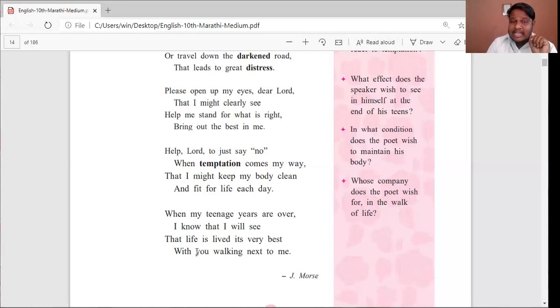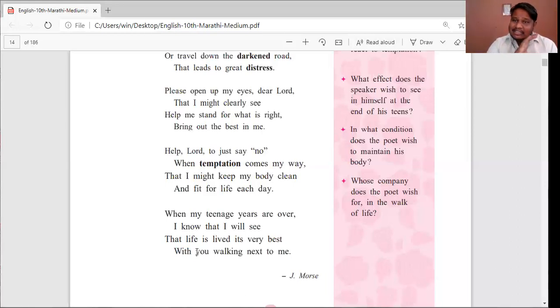So in the last paragraph, the poet just wants to say in his prayer that when the teenage years of his life are over, at that time he will find the perfect life, a good life. And lastly, he wants to say that when he finds himself next to God, that is the best life according to the poet. In this way this poem ends.